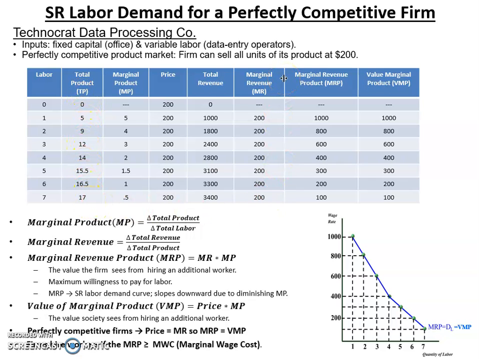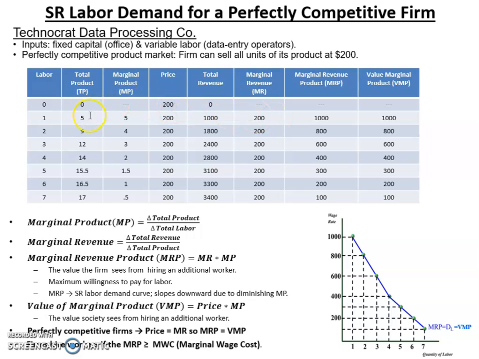Marginal revenue is calculated as the change in total revenue divided by the change in total product. For example, if we go from 0 to 5 units of output, our total revenue goes from 0 to 1,000. So the change in total revenue is 1,000. And the change in total product is 5. We went from 0 to 5 and 0 to 1,000. So we take 1,000 divided by 5, which is 200.